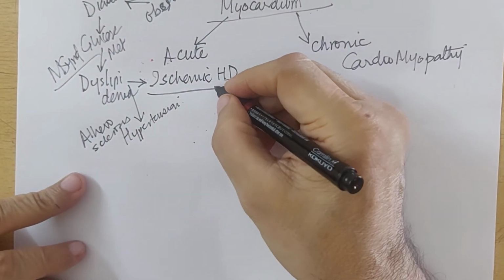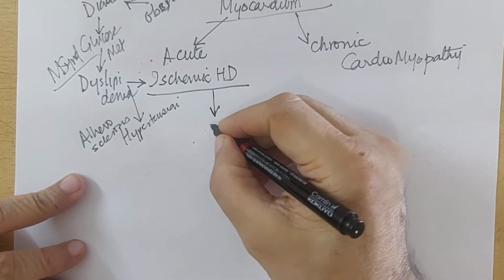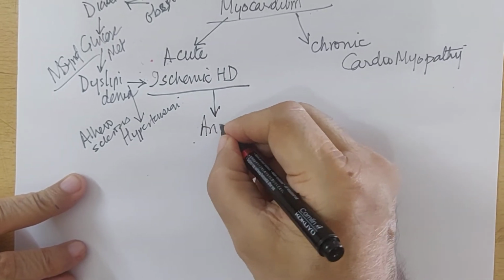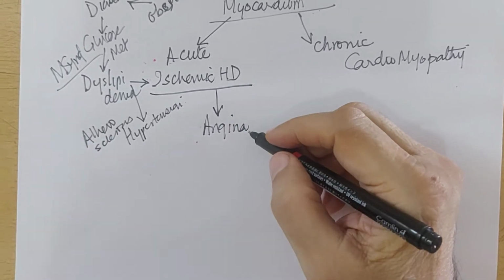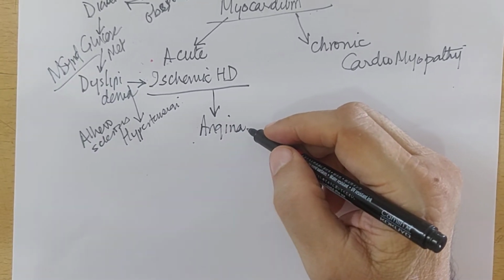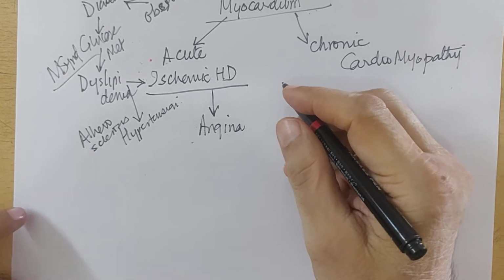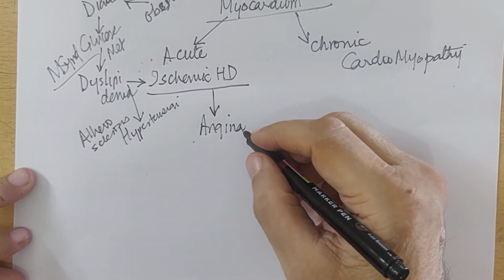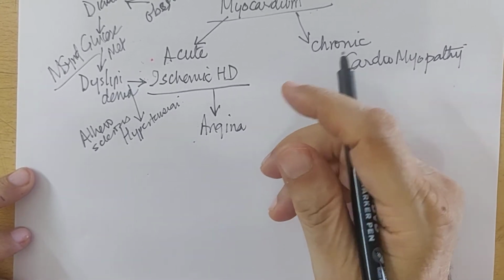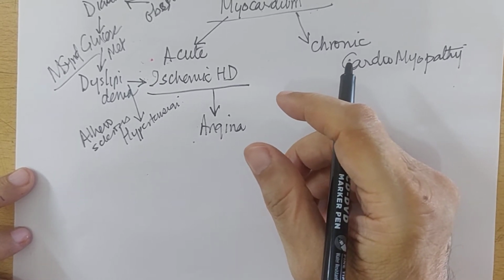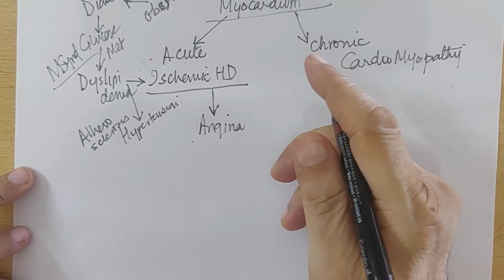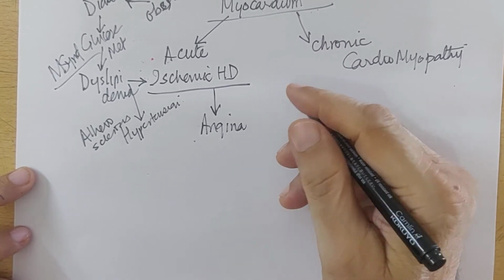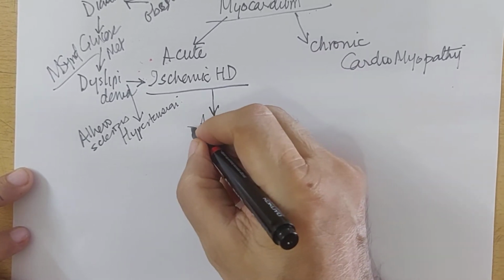So this acute ischemic heart disease presents as angina. When there is ischemia and pain, firstly it is on exertion but relieved on rest. So there is a chest pain or radiating pain into the left shoulder, the jaw, and right up to the little finger of the left arm, and it is relieved on rest.